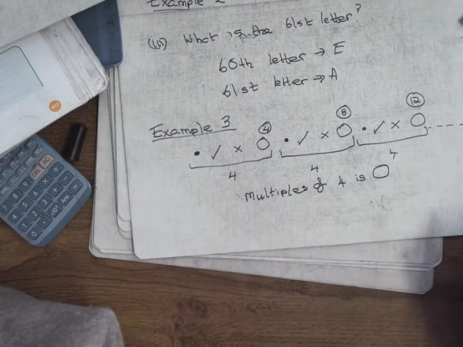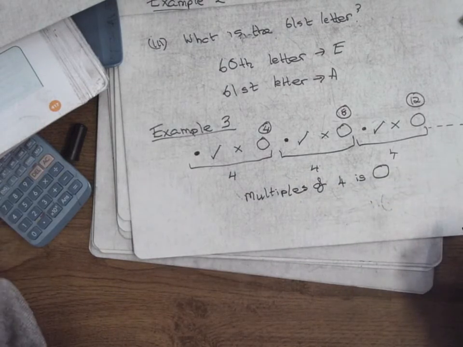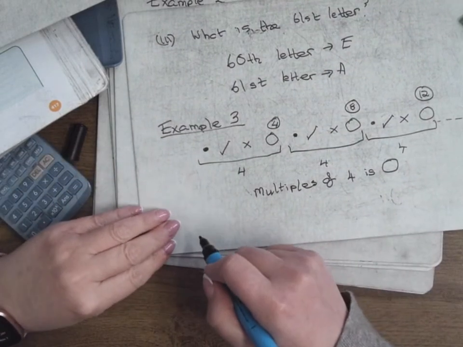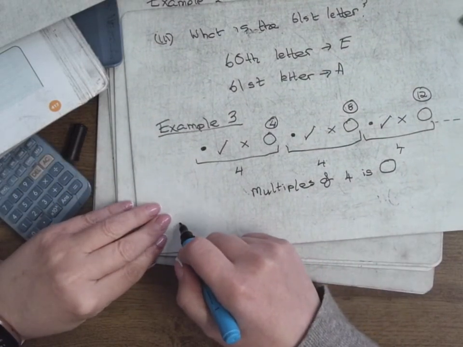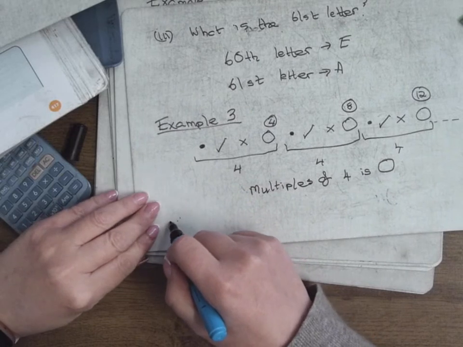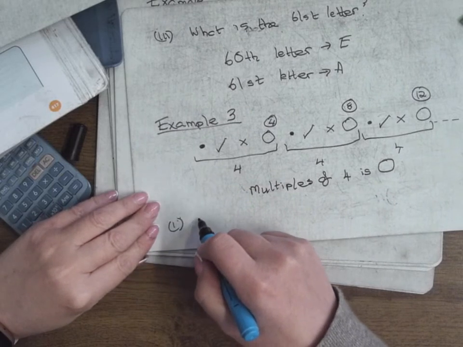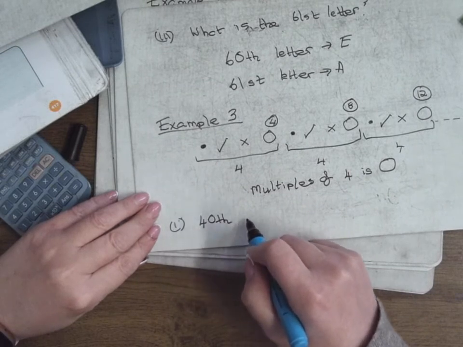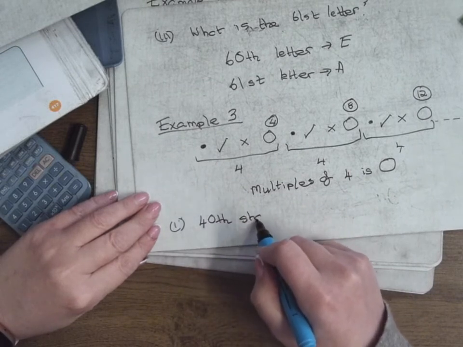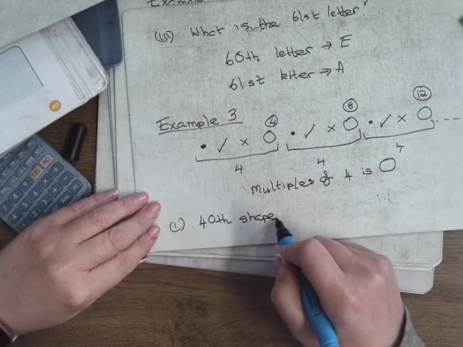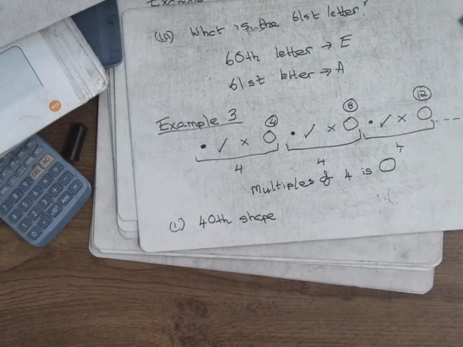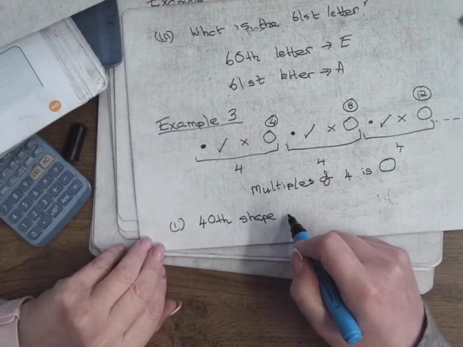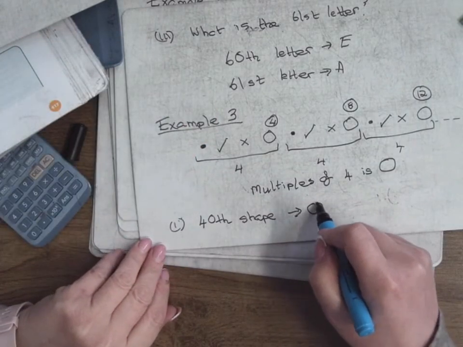Are we okay? So then I'm going to say question. What is it? I won't bother writing out the question. So I'm going to say, what's the 40th shape? What's the 40th shape? So you ask yourself, is 40 a multiple of 4? Does 4 divide into 40 evenly? Yeah, so that means it's a circle, isn't it?